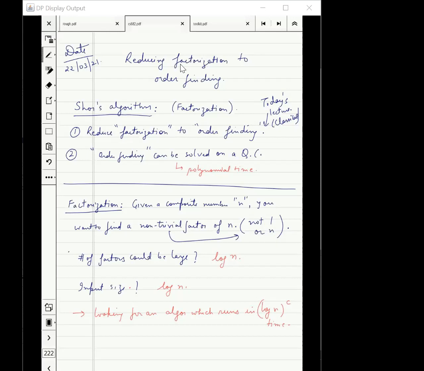What do you mean by n to the power? Can you repeat the question once again? If I give you, instead of log n to the power c time, n to the power c time to solve factorization, that is not efficient, right? Yeah. But can you give me an algorithm for factorization?